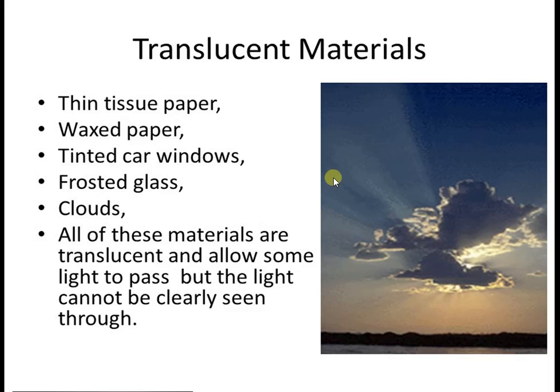Can you give some more examples of translucent objects? For example, thin tissue paper, wax paper, tinted car windows, frosted glass, clouds. All of these materials are translucent and allow some light to pass, but the light cannot be clearly seen through.